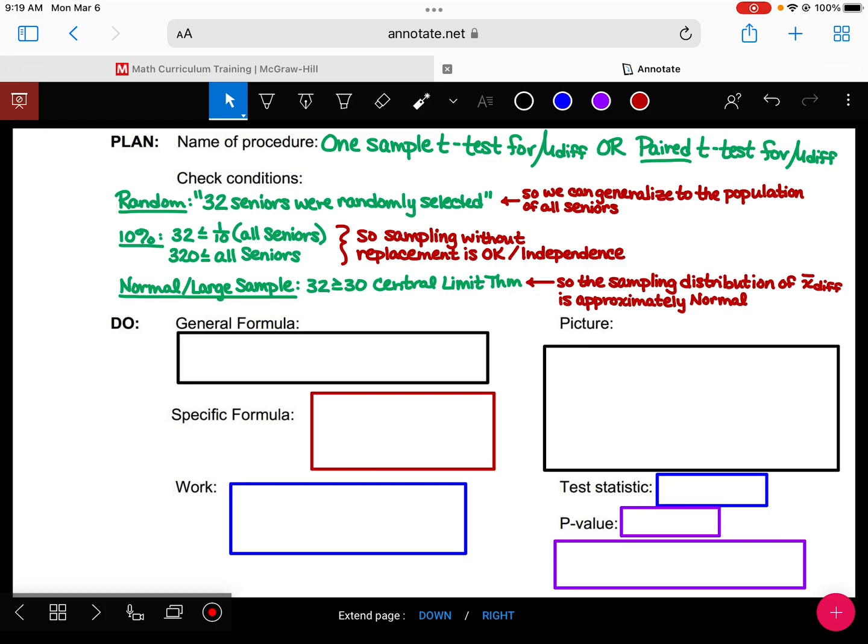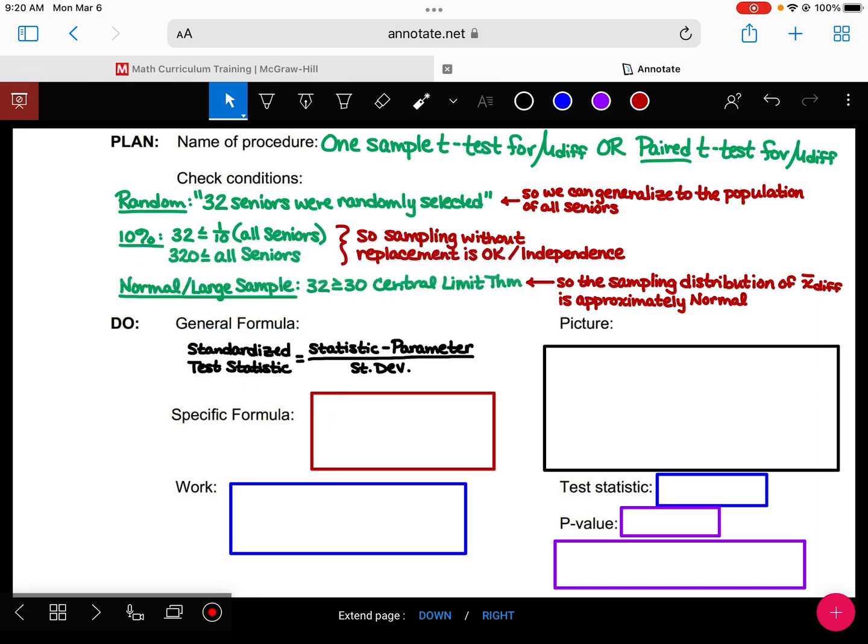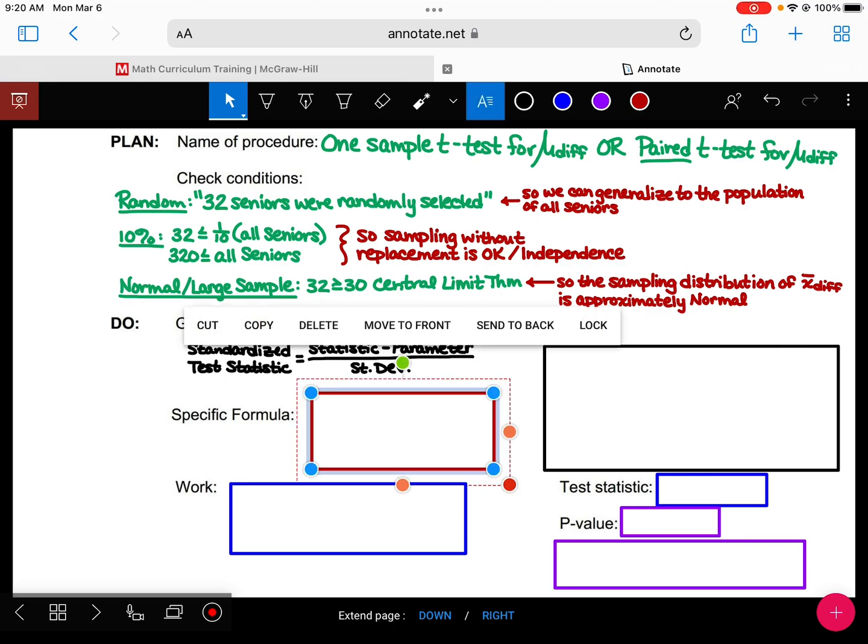General formula that we're going to use. Yes, standardized test statistic equals statistic minus parameter divided by standard deviation. What is our standardized test statistic in this case where we're looking at mu diff? T. Anytime we're looking at means, anytime we're looking at mu, it's a T statistic. What is our statistic? X bar diff. What's our parameter? Mu diff. How do you find the standard deviation here? Yes, S diff over square root of n.